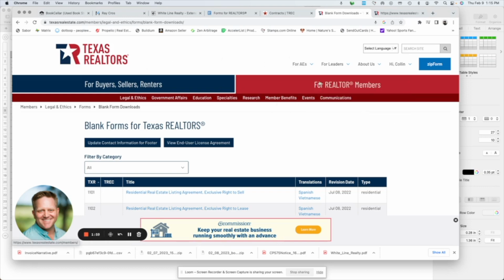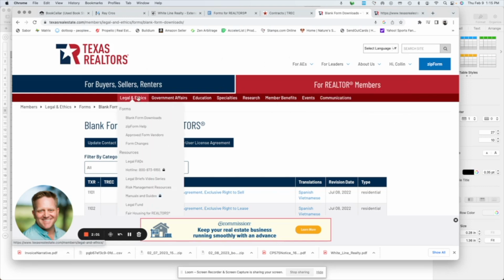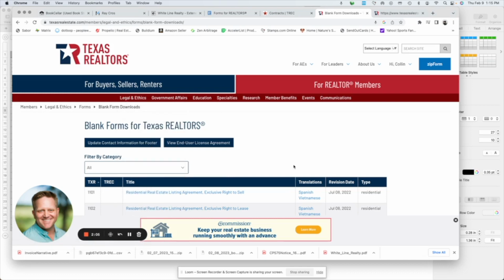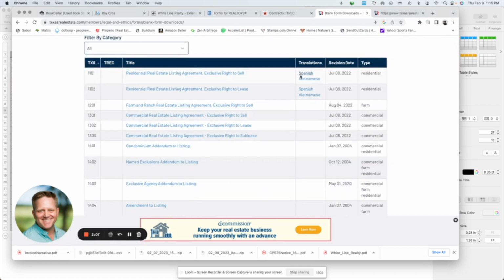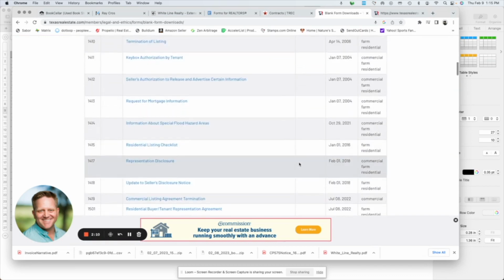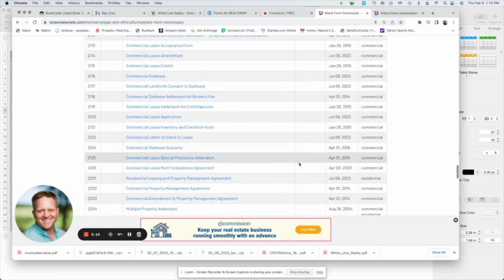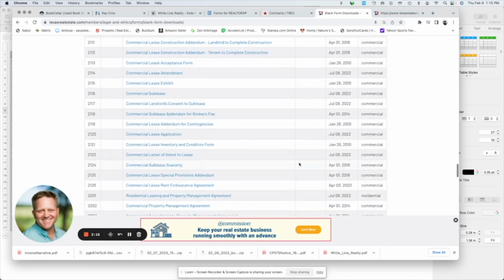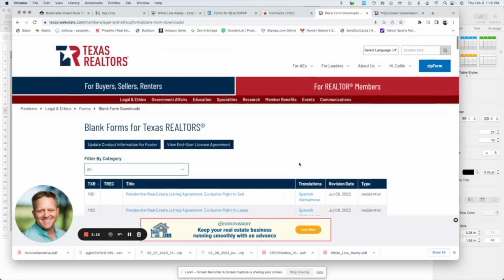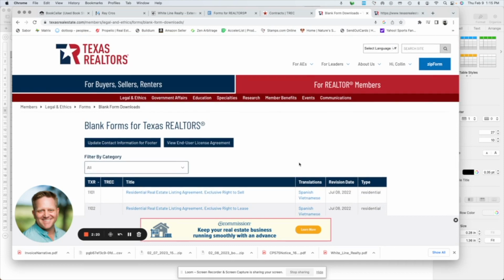But if you come to the realtor side over here, click on legal and ethics, because legal is forms, and then the blank form downloads, you get to this page. Here is a ton of stuff for the forms that you need going through transactions. There is a ton of forms on here. It's really difficult for us to consider every single solitary thing you need to put into Dotloop. It's extremely time consuming and will clutter up Dotloop and you'll get upset with me.